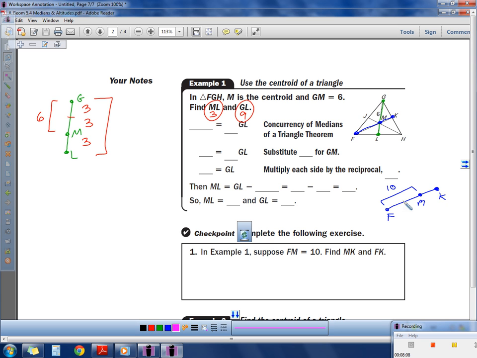Cut the long piece in half, which is FM. When I divide that 10 by 2, what do I get? And I can repeat those 5s. That's easy. Now it says find MK. M to K is right here. How long? And F all the way to K, the whole length, 15.